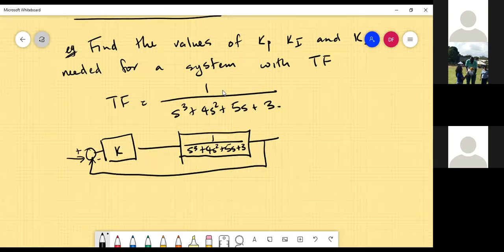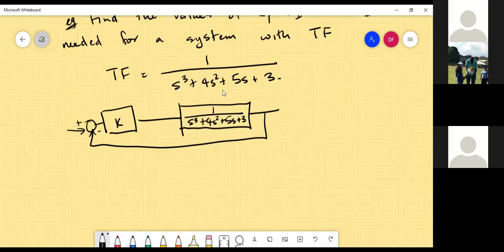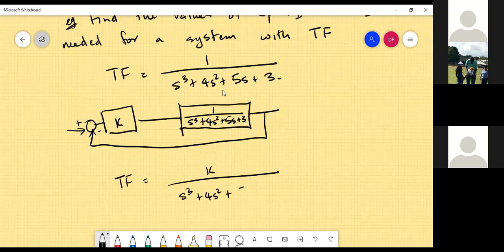So now, when I put the gain onto the system, what is the transfer function that I'm going to get? Well, cut a long story short, it is going to be k over s cubed plus 4s squared plus 5s plus 3 plus k. And I multiply these two, k times this, and then 1 over 1 plus g. I'm going to end up with this.